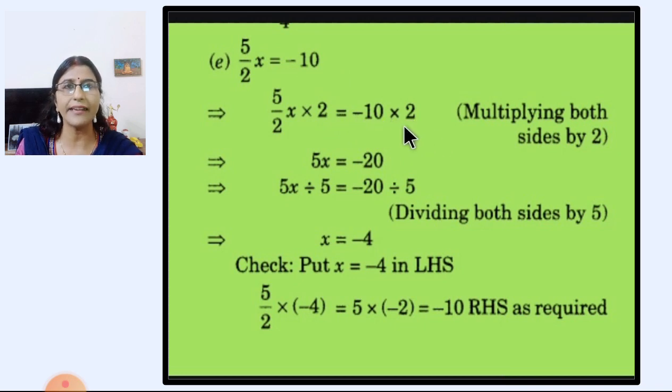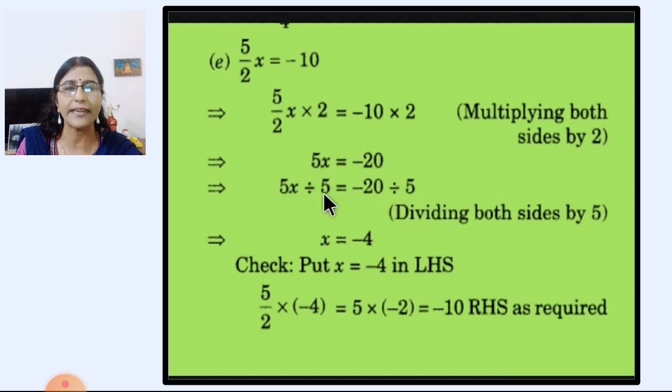So minus 10 into 2. Now this 2 and this 2 will be cut, so only 5x we will write. So 5x is equal to minus 10 into 2, which is minus 20. Now here you can see 5 is multiplied by x. This number we have to remove to get the value of x, so we will divide both the sides by 5 because here it is multiplied.